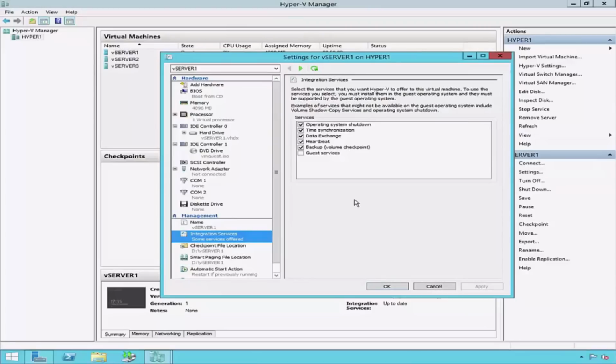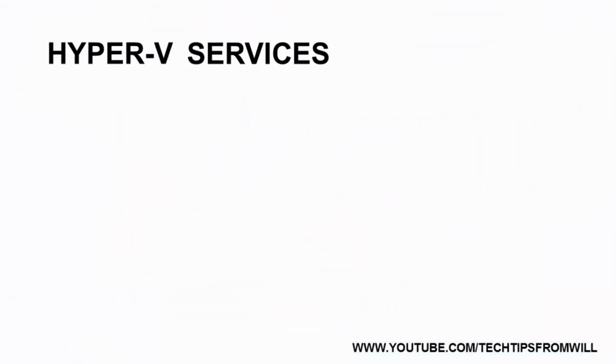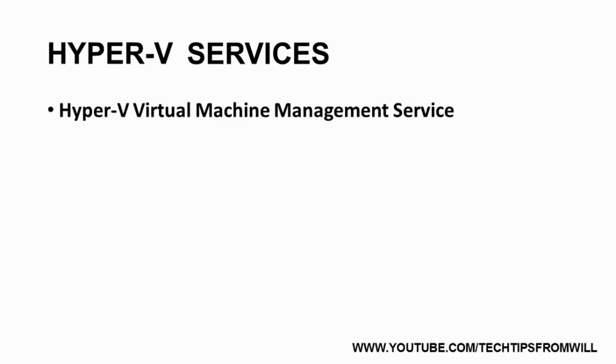Now that we know how to enable and disable integration services, I will now move on and discuss the actual Hyper-V services. To begin with, I would like to discuss a service which is not part of the Guest Integration Services package, called the Hyper-V Virtual Machine Management Service. When Guest Integration Services are installed onto a virtual machine, this service is not included. So, what exactly is this service?